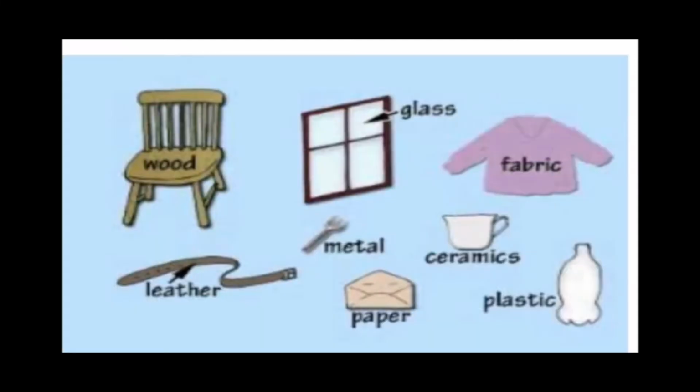Here in the picture we can see many objects what we use in our daily life. Chair made up of wood, a belt made up of leather, a fork made up of metal, window made up of glass, a t-shirt made up of a fabric, a cup made up of ceramic, an envelope made up of paper, and a water bottle made of plastic.